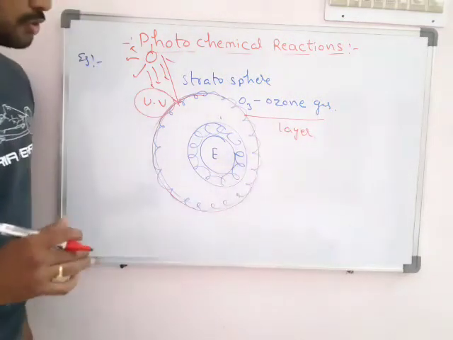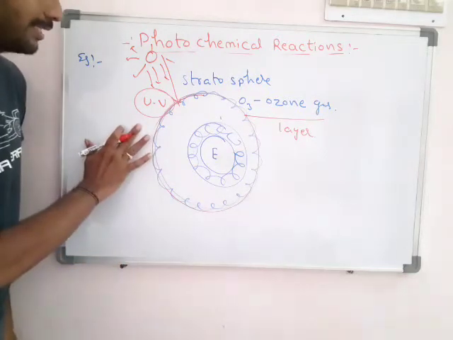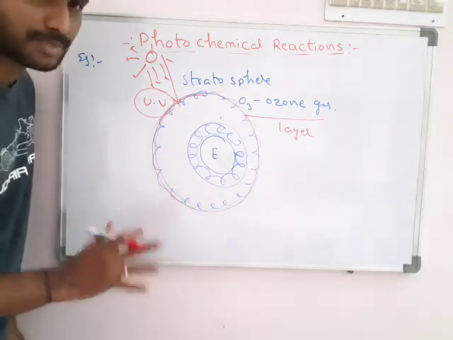Okay, that ozone layer stops the ultraviolet radiations coming from the sun.